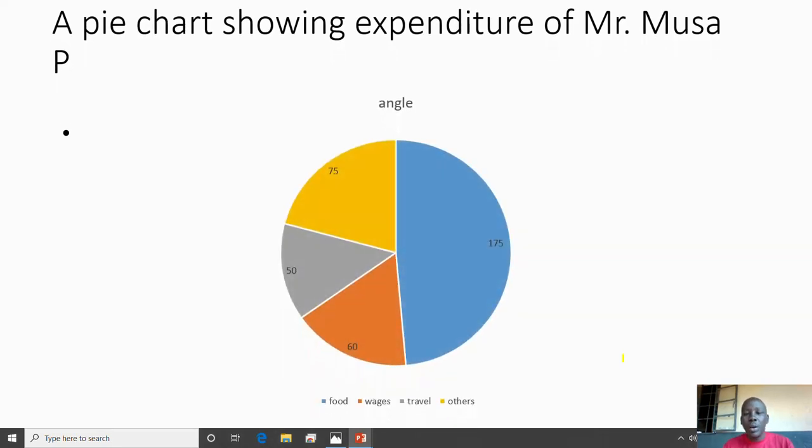We know that the instruments we use to draw our pie chart are a protractor, a compass, and a pencil. We can also use different forms of Microsoft software, meaning we can draw this pie chart using ICT components for the presentation, and it will look like that.